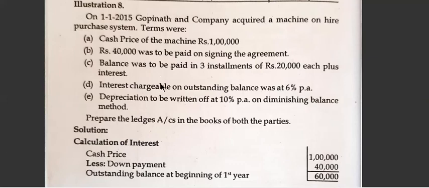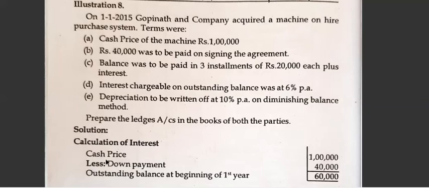To calculate interest we have to check what information is given. What is the cash price of the machine? It is 1 lakh rupees. What is the installment? 20,000, but excluding interest. So the installment is given but excluding interest, so it is the second case. We have to follow the second case to calculate the cost of interest, because the interest rate is also given.